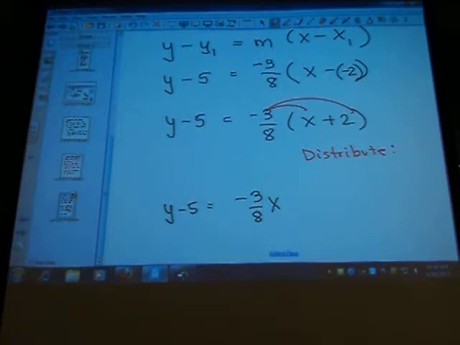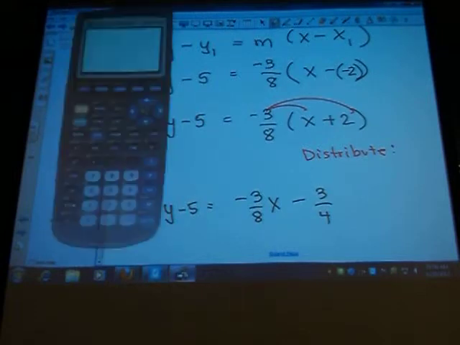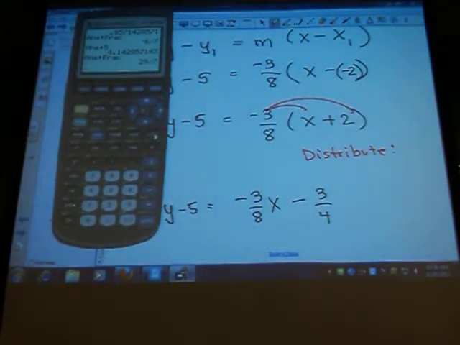Negative 3 over 4. If you wrote 6 over 8, that's fine. It will eventually have to be simplified. On my calculator, I would do negative 3 over 8 times 2, and then math, fraction, enter, gives me negative 3/4.